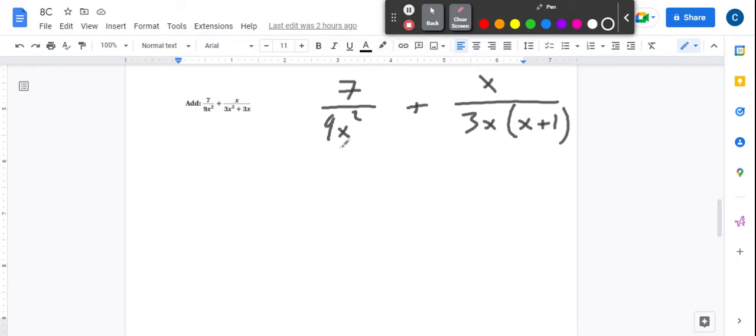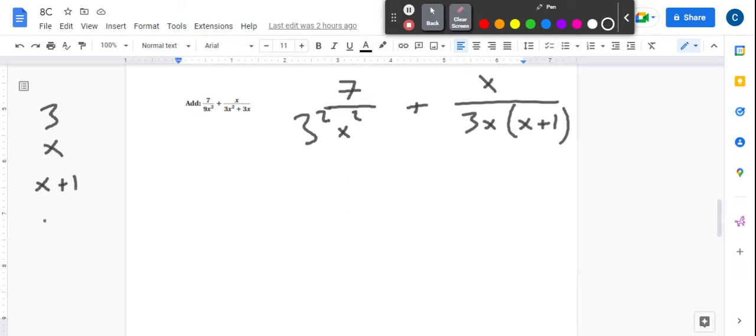Now the 9x squared, we can rewrite that. Instead of 9x squared, that's really 3 squared times x squared. So for our least common multiple, let's look at our factors here. We have 3x and x plus 1, and the other is 3 squared x squared.